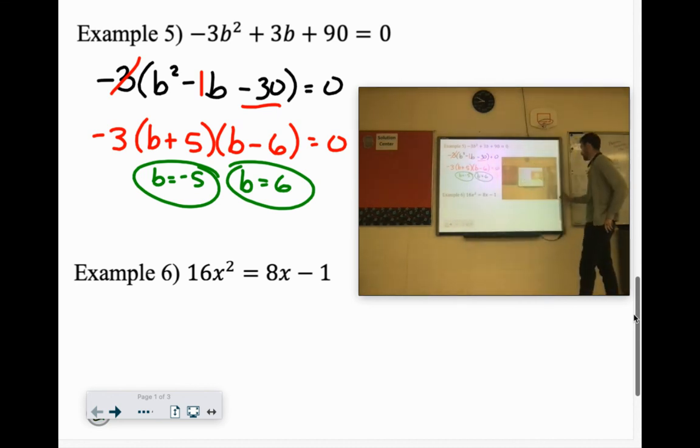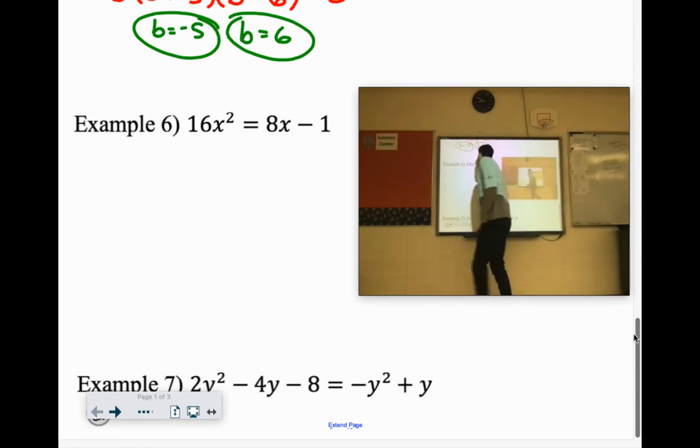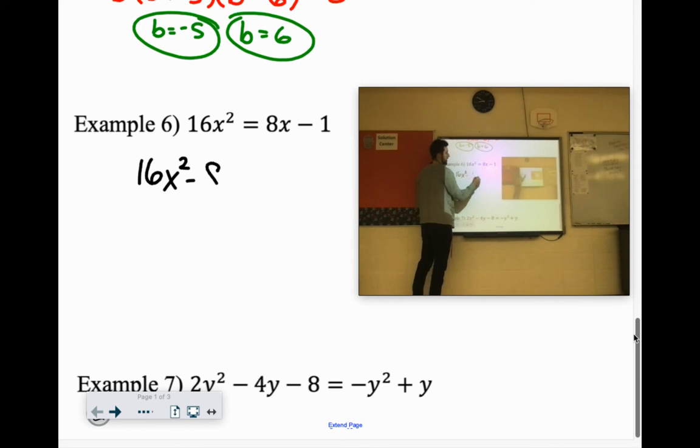All right, number 6, 16x squared equals 8x minus 1. We're going to have to get everything on the same side of the equal sign. So we're going to move it all to the left. 16x squared. To move 8x to the other side, you have to subtract it. To get the 1 to the other side, we'd have to add it. Because you have to have them equal to 0 to do this.